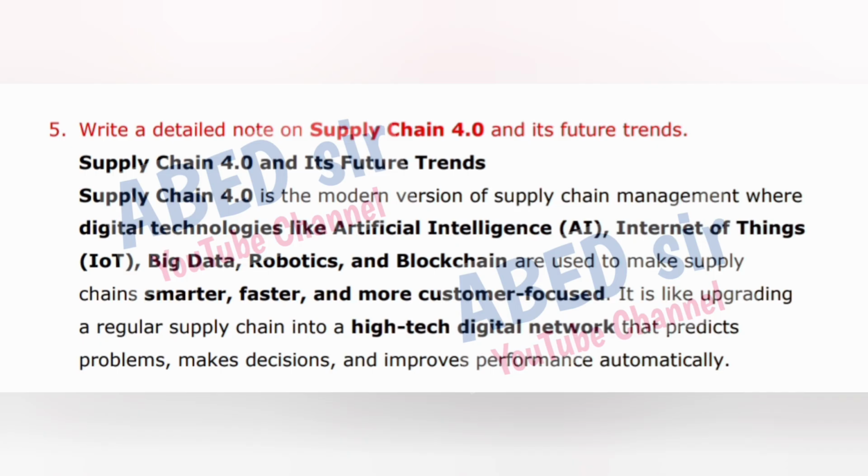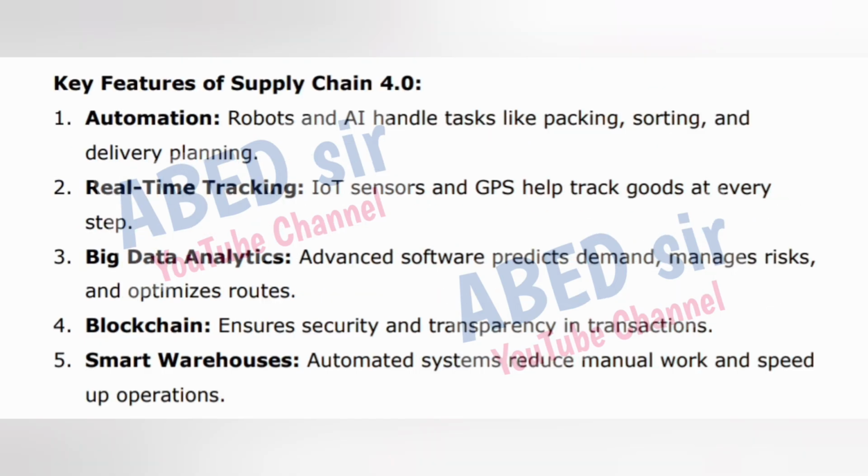Supply Chain 4.0 is the modern version of supply chain management where digital technologies like artificial intelligence, AI, Internet of Things, IoT, big data, robotics, and blockchain are used to make supply chains smarter, faster, and more customer-focused. It is like upgrading a regular supply chain into a high-tech digital network that predicts problems, makes decisions, and improves performance automatically. Key features of Supply Chain 4.0.